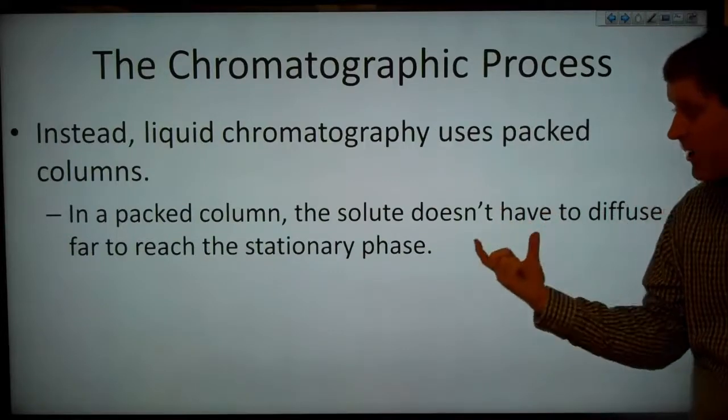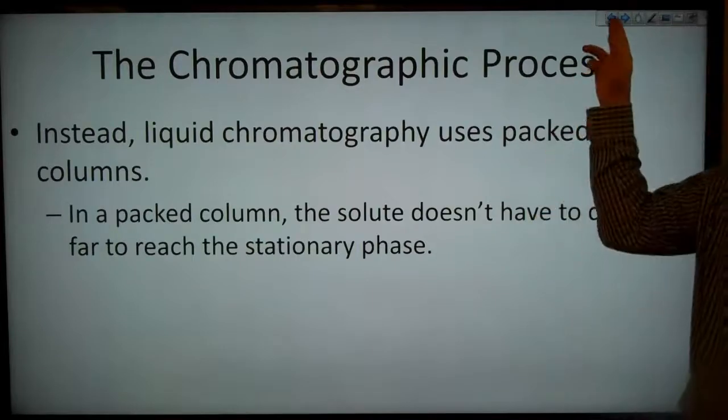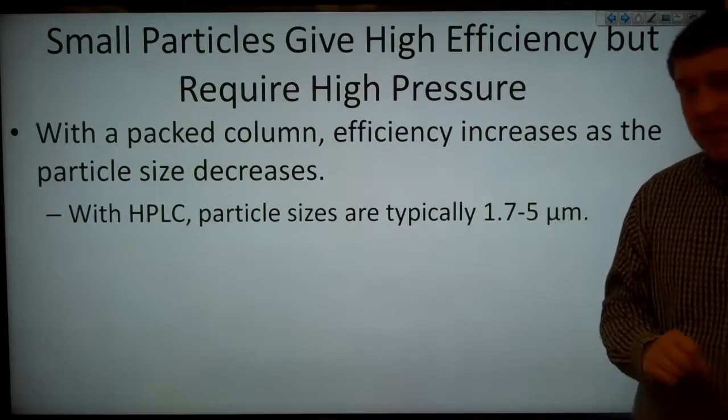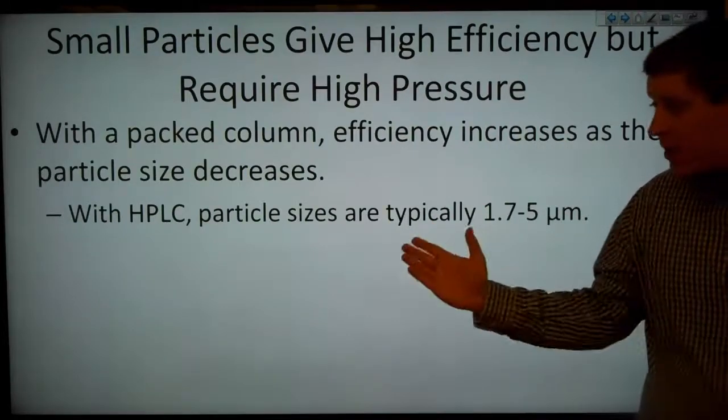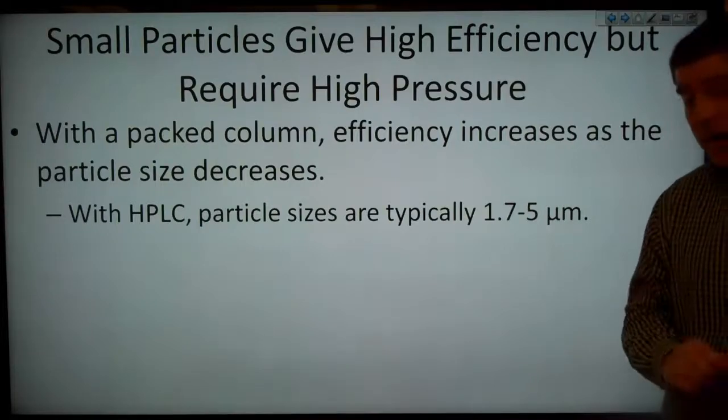In a packed column, the solute doesn't have to diffuse far to reach the stationary phase. With a packed column, efficiency increases as the particle size decreases. And with HPLC, the particle sizes are typically 1.7 to 5 microns.